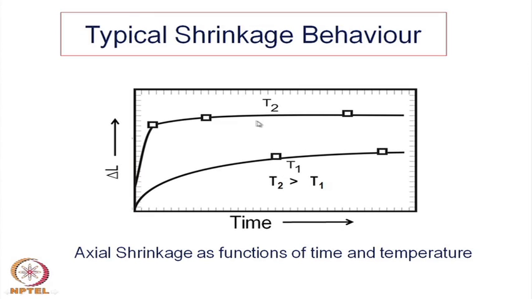But if you increase the temperature, these are two different temperatures, one relatively low and one high, and the curves say that at high temperature the initial rate is very fast and then tapers off and becomes almost constant, independent of time after some time. But at a low temperature, it continues for a longer time, and then finally of course it comes to a constant value. So, this is the normal behavior of any ceramics, and how the typical shrinkage proceeds with time and temperature.